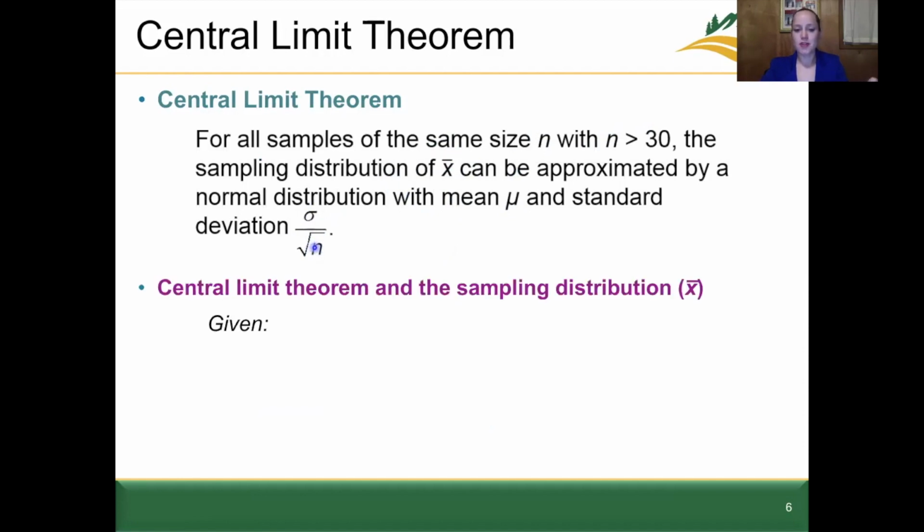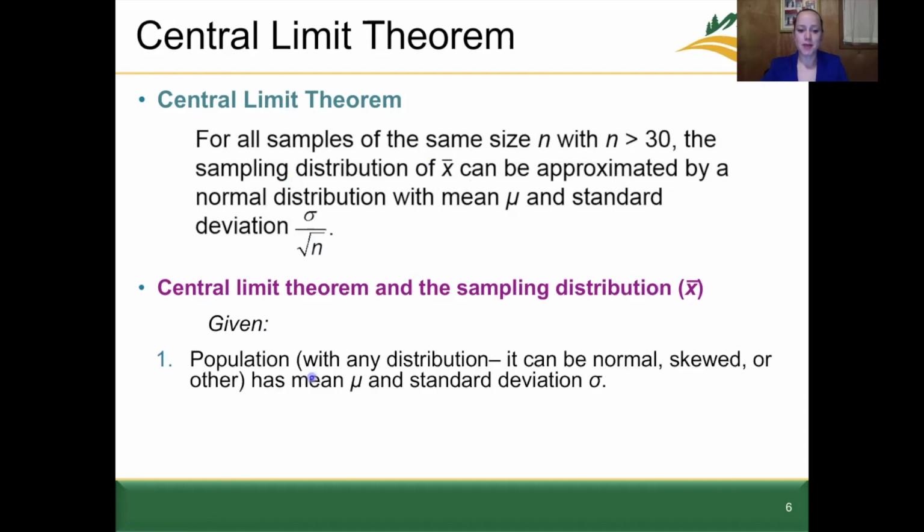More on the central limit theorem for the sampling distribution of X bar. In order to execute the central limit theorem, we need a population with any distribution. It can be normal, it can be skewed, it can be any other type of distribution. It doesn't necessarily have to be a normal distribution itself. That population has a mean, or mu, and a standard deviation of sigma. Remember the notation here: the mean for a population is mu, and the standard deviation for a population is lowercase sigma.